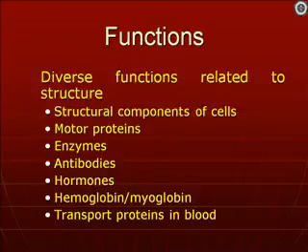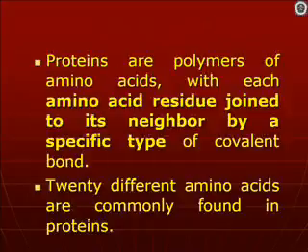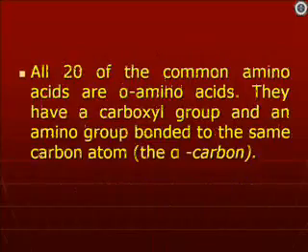They are structural components of cell. They are motor proteins, enzymes, antibodies, hormones, and transport proteins like hemoglobin and myoglobin. All proteins are polymers of amino acids, with each amino acid residue joined to its neighbor by a specific type of covalent bond. 20 different amino acids are commonly found in proteins.